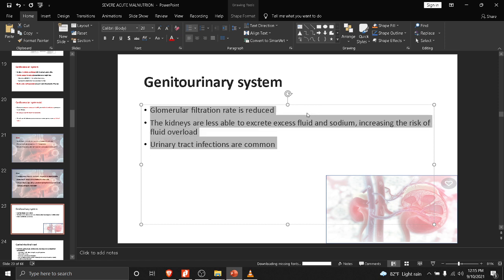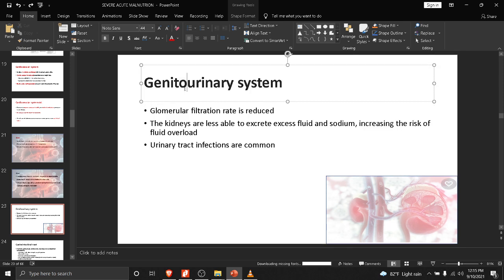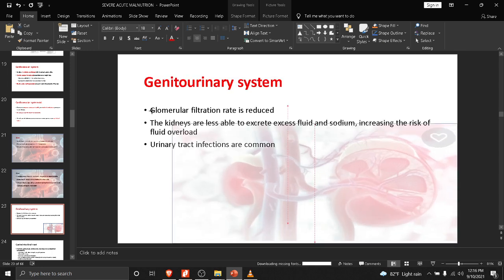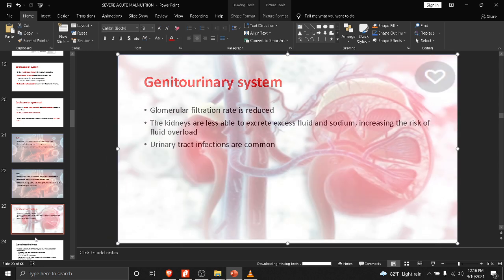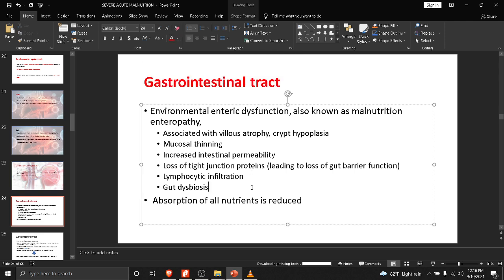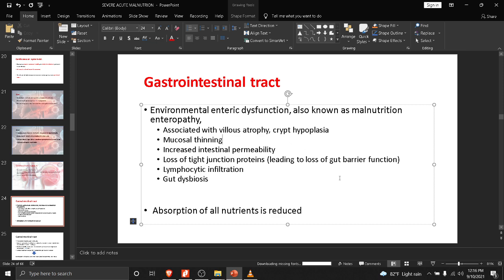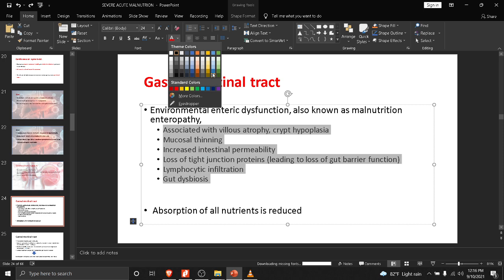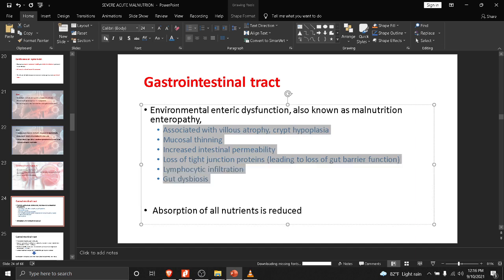The gastrointestinal tract plays an important role. Environmental enteric dysfunction, also known as malnutrition enteropathy, affects all the functions of the gut, from absorption onward, because it is associated with villus atrophy, crypt hypoplasia, mucosal thinning, and increased permeability, and also there are lots of tight junctions, the main component of the gut barrier function. There are also lymphocytic infiltration and gut dysbiosis.